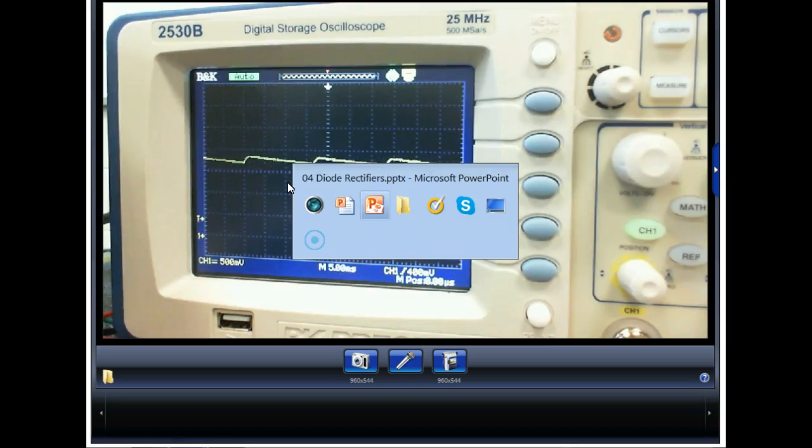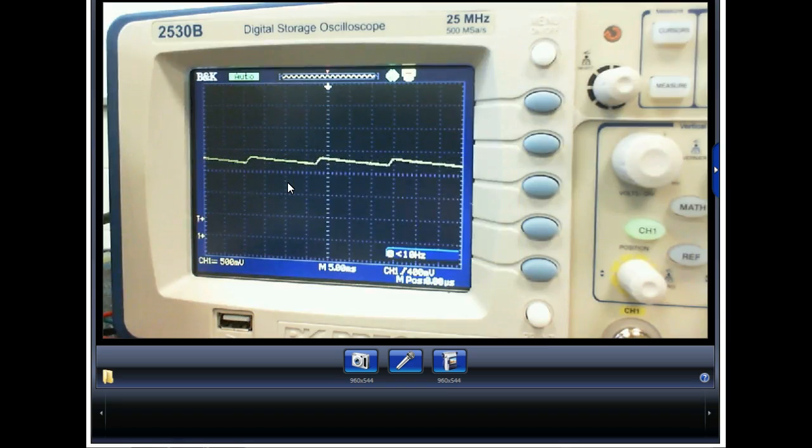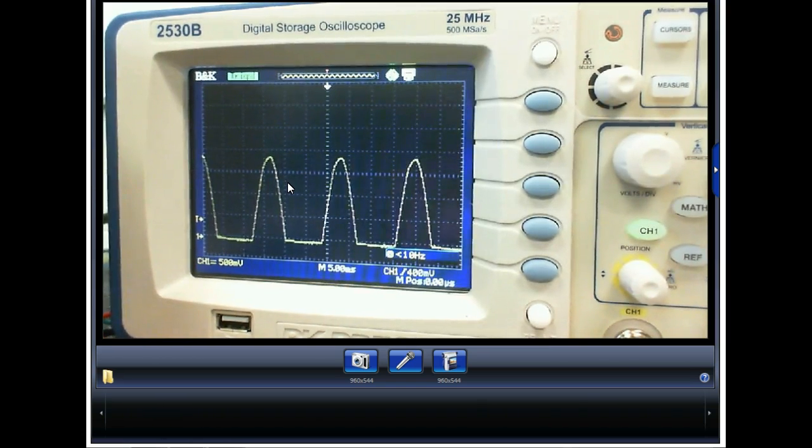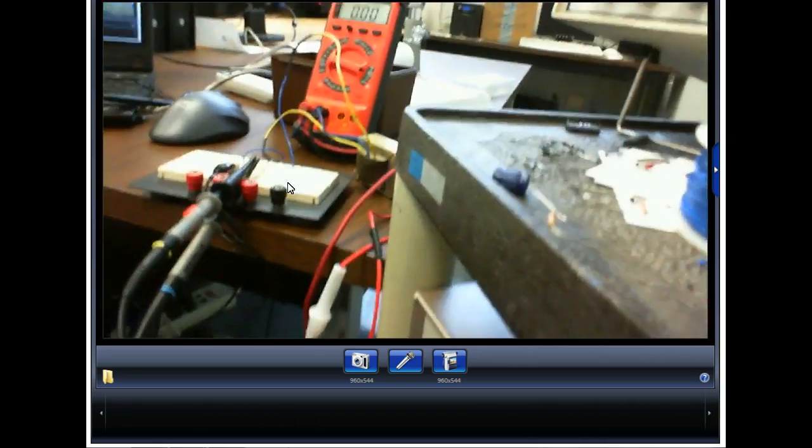Okay, so we call this a half wave rectifier because we're only allowing one alternation to come through. Let's do one more thing before we go to the next circuit. I'm going to take the capacitor out, and I'm just going to turn the diode around.